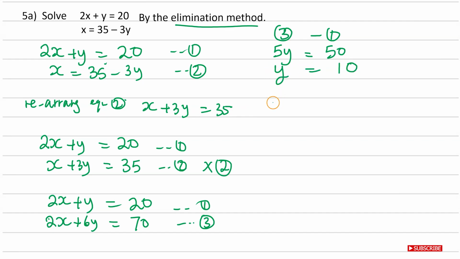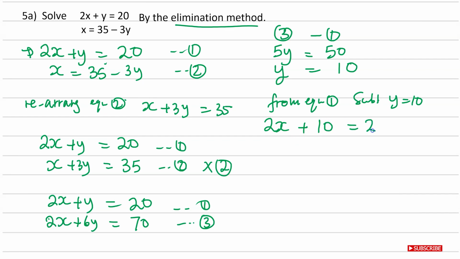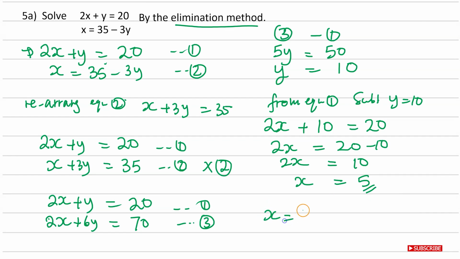And now from here I can say from equation 1, substitute y equals 10. So what do I have? 2x plus, so I'm using this one here, plus 10 equals 20. So 2x is equal to 20 take away 10. So 2x is equal to 10 and x is equal to 5. So my solution then: x is equal to 5 and y is equal to 10.